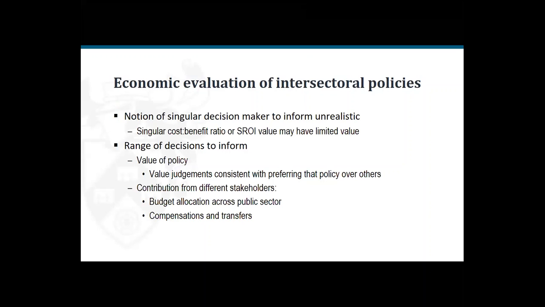The value of the policy itself, so should we invest in it? It also helps to provide more information on what are the value judgments consistent with preferring a particular policy over others. It can be useful to inform discussions about the contribution from different stakeholders. So when different ministries are discussing their budget allocation, they can use this type of information to justify the amounts that they're requesting to support different policies. And it can also be used to consider compensations and transfers between sectors that would allow the benefit to be positive across all dimensions considered.